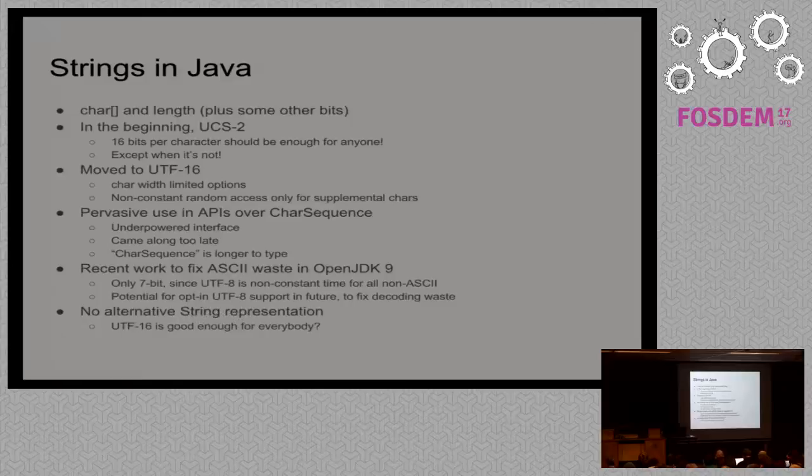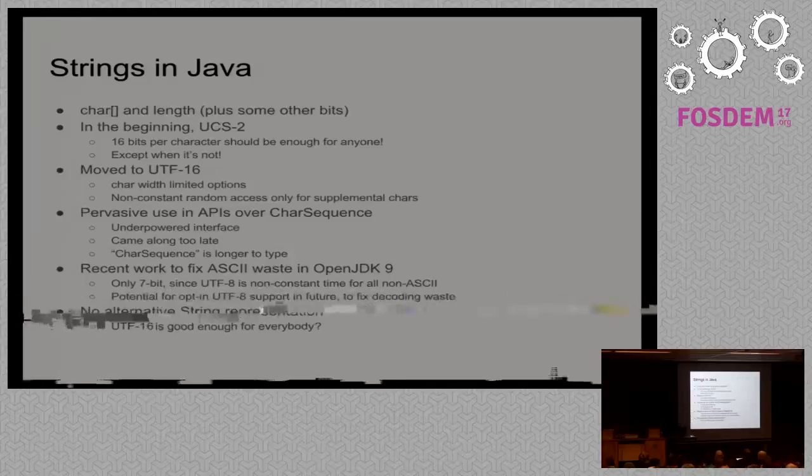And in the beginning, UCS2 was fine. That was a totally satisfactory representation, because 16 bits per character should be enough for all the characters in the world, right? Well, it turns out that's not quite true. So later on, it was moved to UTF-16. We keep the 16-bit characters. We have to sacrifice constant random access time for certain types of characters in the higher planes, like emojis, for example. But generally, we still have constant access time, and it still fits in the typical character size.